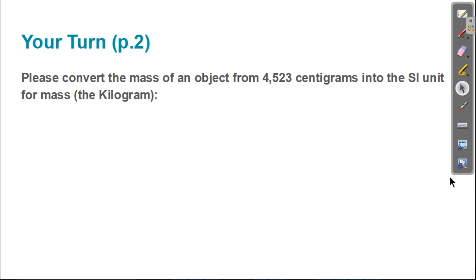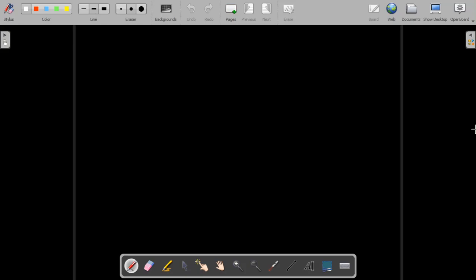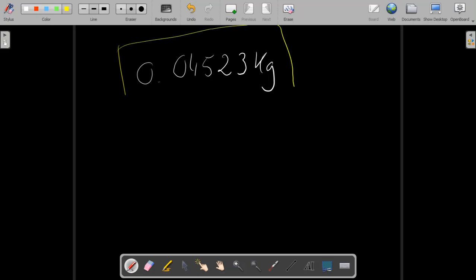So everybody, we're on page 2 in your textbook. And it's asking you to change the mass from 4,523 centigrams into kilograms. Okay? According to the book, let me get here into the whiteboard. According to the book, you should be getting 0.0452 kilograms. Okay? So this is your answer. If you got this, you got it right. If not, let's see how it's solved.